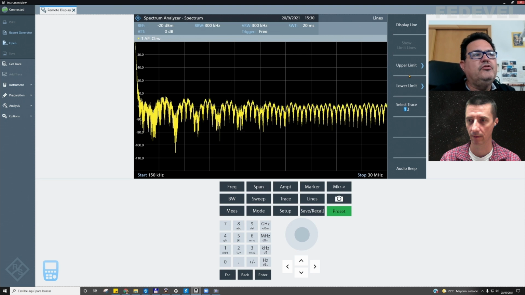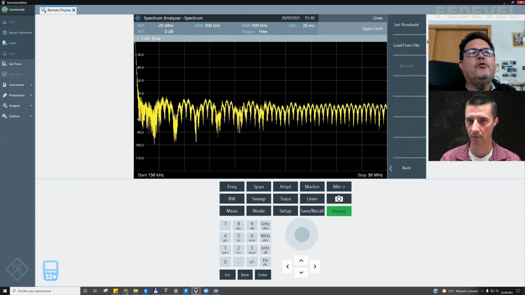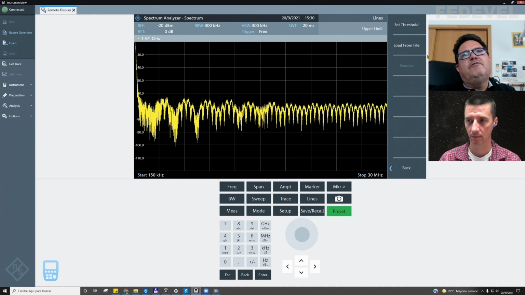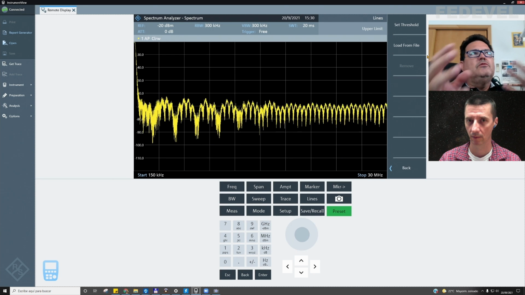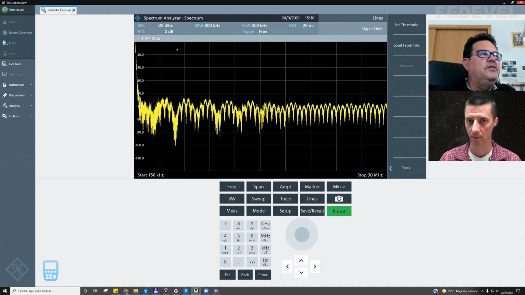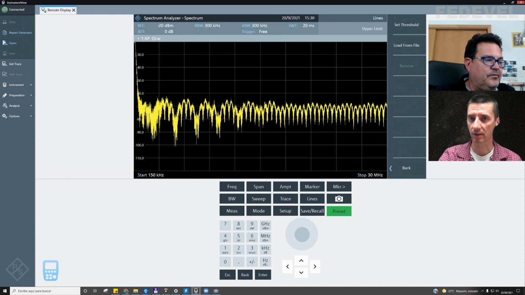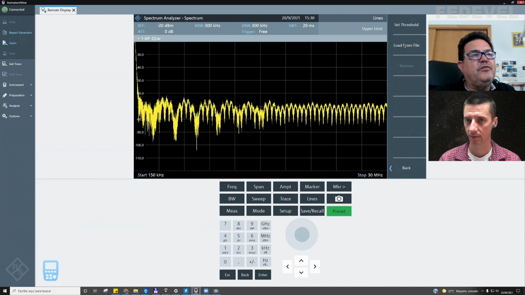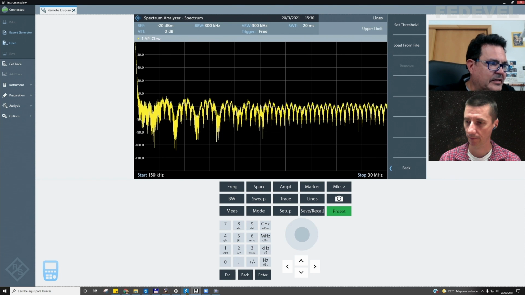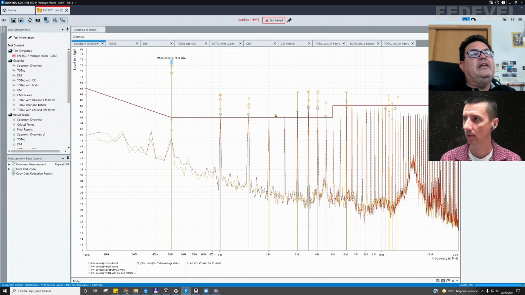Then you plot the limit on the screen. Usually in this instrument, you go to upper limit and load it from a file. You create a file that is very easy: frequency and value, 2, 3, 4 points. With those points, you see a line that is the limit for your product. Do you have this kind of file also? No, I don't have this kind of file in this instrument, but I have this. This is another software to control the same instrument, and you can plot here.